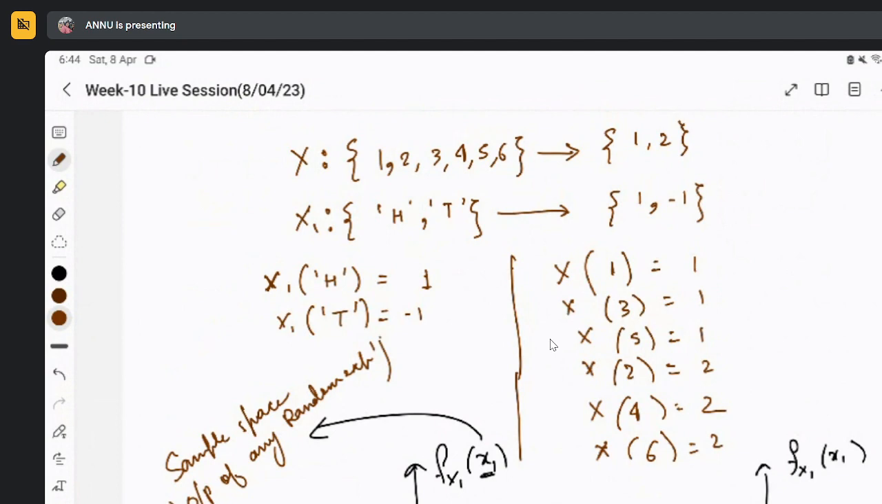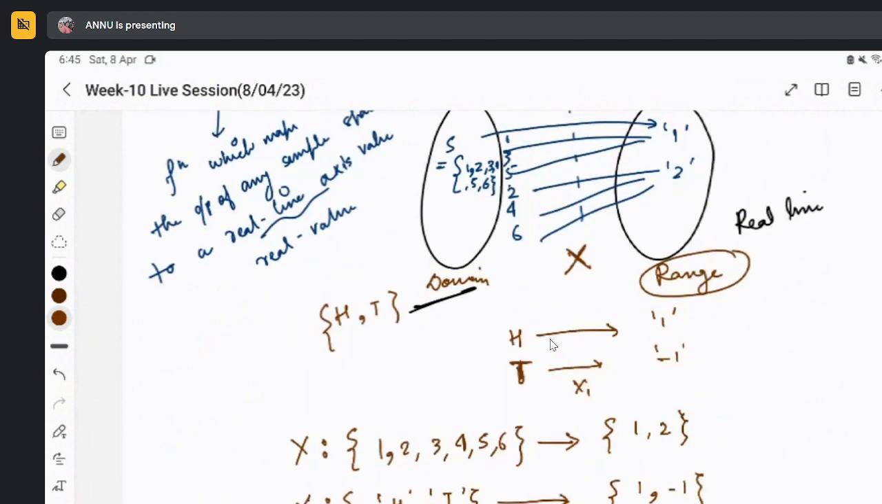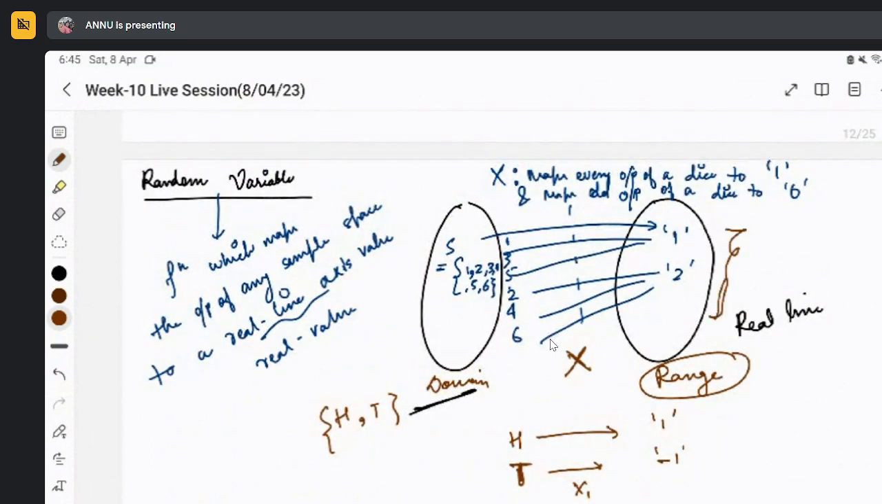The name confuses us, but this is a function which maps the values from domain to range, and this also has some restrictions. Can we have many to one mapping in a function? Can we have one to many mapping in a function? Many to one is applicable, but when you have one to many, this is not called a function. Here we can see all the even values are mapping to one value, and all the odd values are mapping to another value.